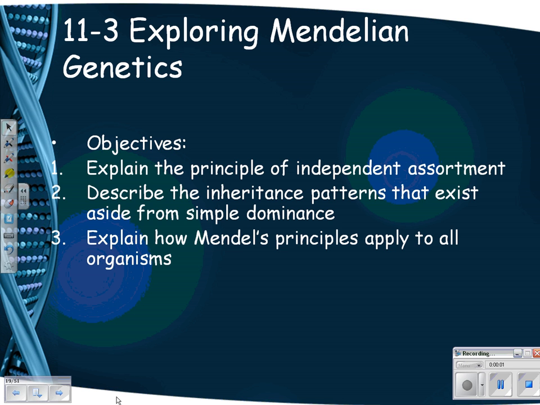All right, today's podcast is talking about Mendelian genetics, and then we're going to explore it further. We want to explain the principle of independent assortment, describe the inheritance patterns that exist aside from simple dominance. These were more complex traits than what he saw in his original experiments, and explain how Mendel's principles apply to all. Now, we're not sure exactly why he didn't look at these traits first, but it makes sense when you consider that they're more complex. And so he took the simpler, it seemed, the simpler traits first.